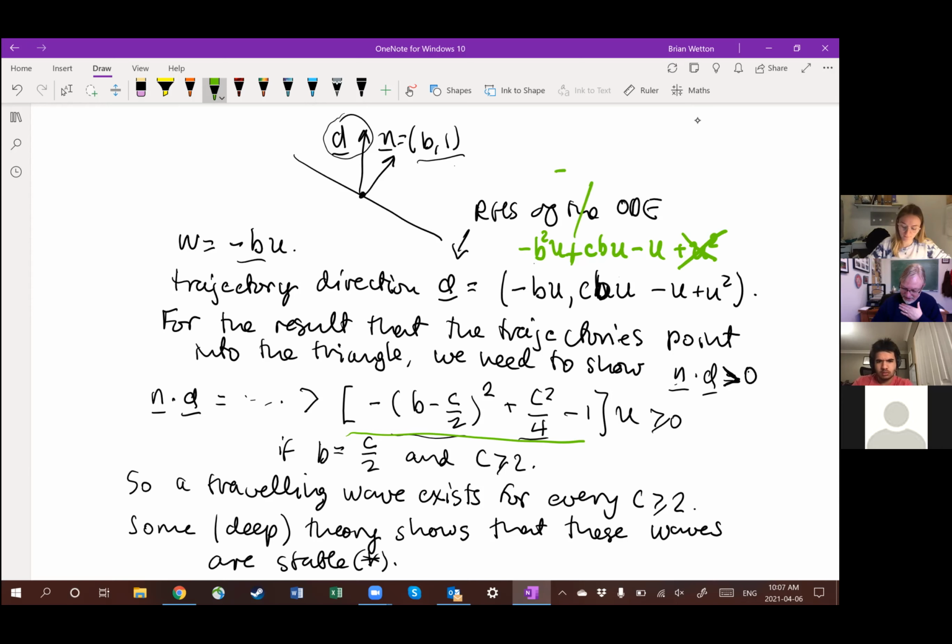So this is the minus b minus c over 2 squared times, and it's all times u. Now you notice, I get the minus 1, and then I have to complete the square. I get the plus c squared over 4. Those details are a little expanded out in the notes, but does that make sense? Okay, good, good.